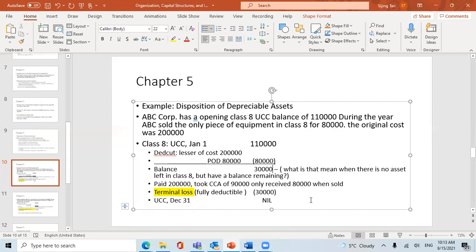Right? So rules. If there's a positive balance and there's no assets left in Class 8, we fully deduct, 100% deduct this terminal loss. So it leaves your UCC end of the year as zero.